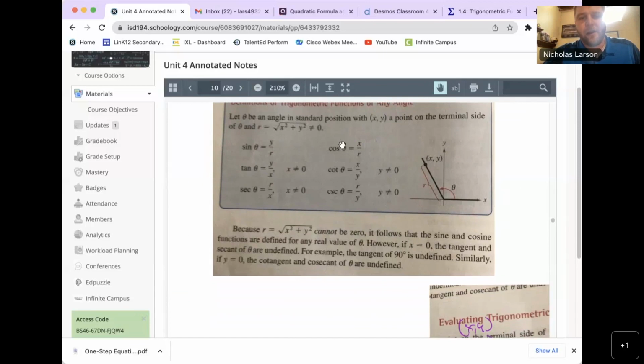And then again, notice the opposites. Cotangent is inverse of tangent. They're just flip-flopped. Secant is inverse of cosine. You switch the numerator and the denominator. And cosecant, you switch the numerator and denominator of sine. So if you can understand these three, you can understand these three.